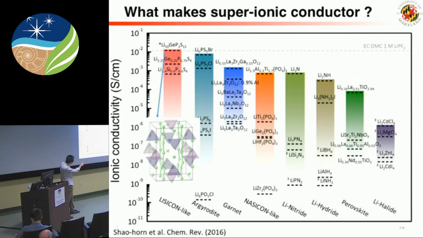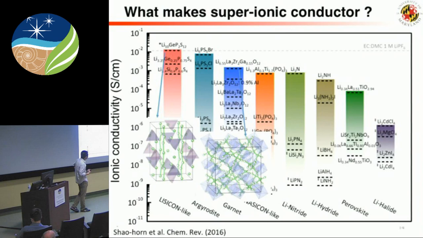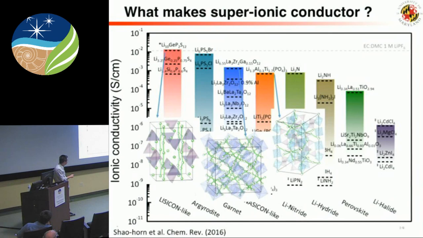The first one is the LGPS structure, which we showed you before. You have these PS4 polyhedra aligned in this way, so your lithium is aligned along the c channel. And here's a germanide structure right here. Then this is another very famous group of superionic conductors, the lithium garnet. You can see this is a very complex compound, and the structure is very complex. It looks very different from the LGPS compound. And then this is NASICON, known from the 70s as a very fast ion conductor. So it's also a very different crystal structure framework.